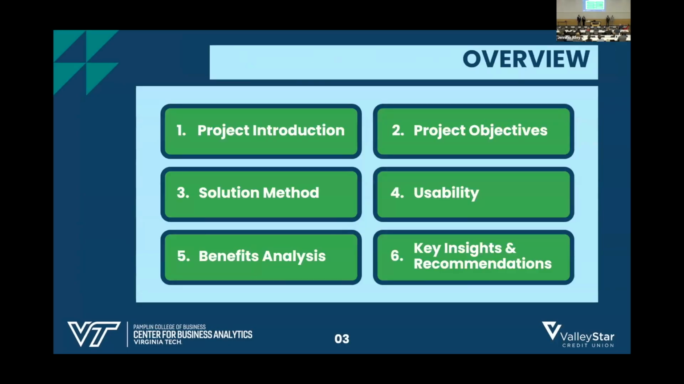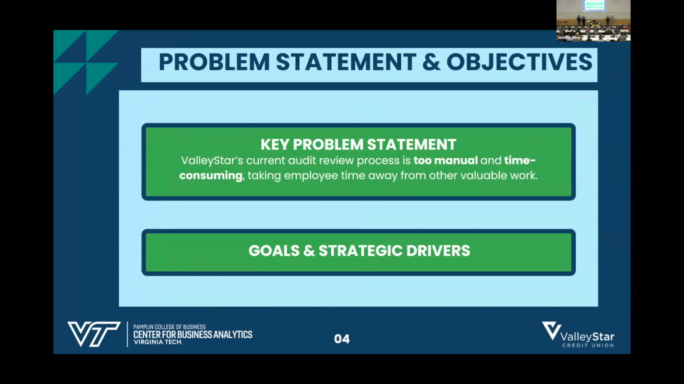This is a brief overview of everything we're going to be sharing with you all today, and I'm going to start us off with the introduction. The core problem we aim to solve through this project can be boiled down to this key problem statement. Valley Star's current audit review process is too manual and time-consuming, taking employee time away from other valuable work.